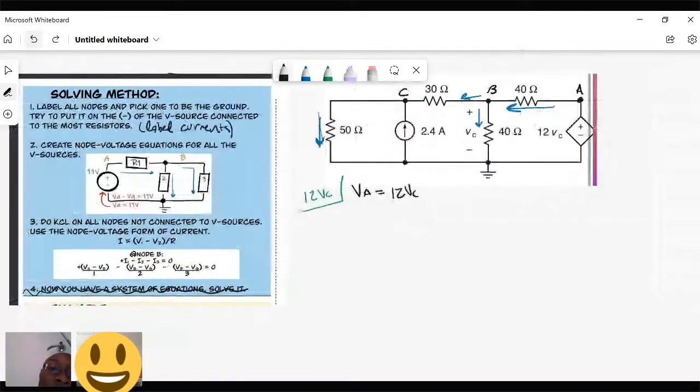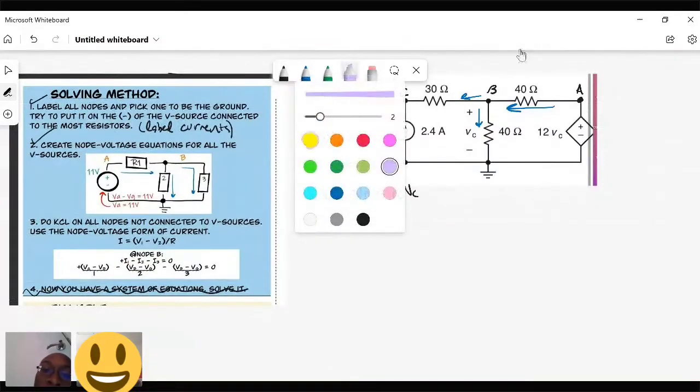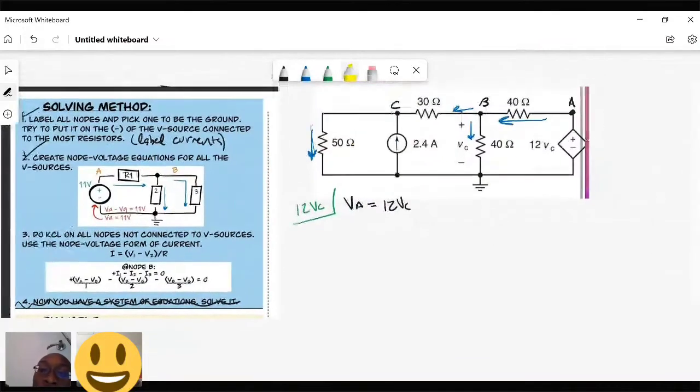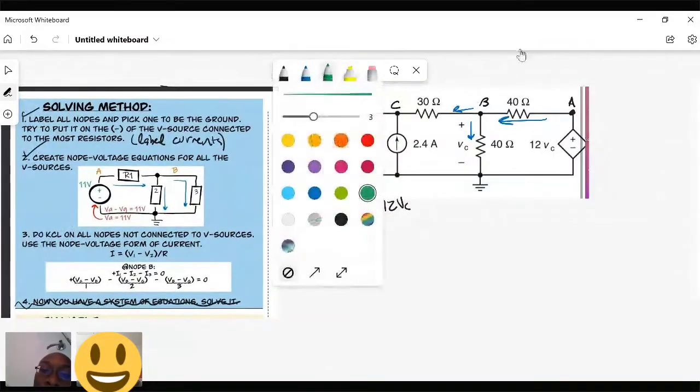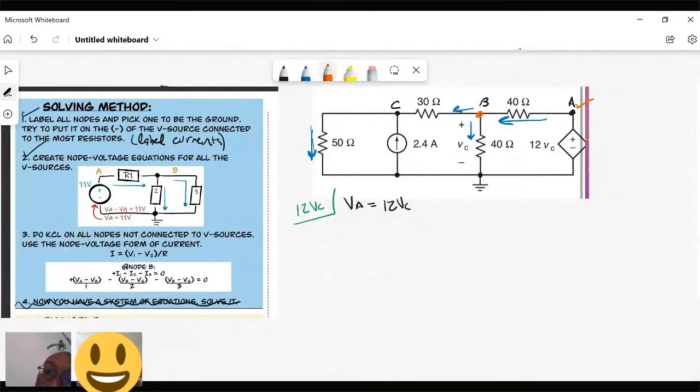So that was it. That was step two. So step two check, step one check. Now we just got to do step three. Step three says we got to do KCL on all the nodes not connected to our voltage sources. And so what we have right now is basically every node that you haven't messed with. We did node A, so I'm going to put a little check on node A. Now we got to do nodes B and C. So let's start with node B.